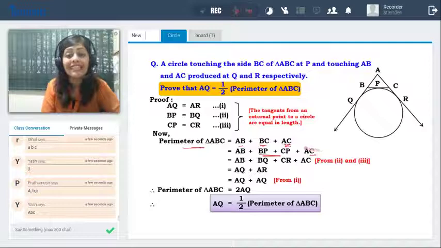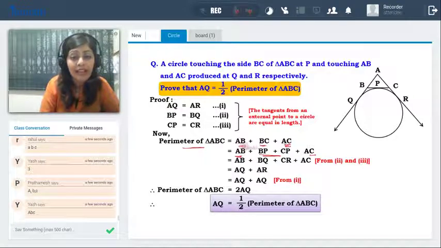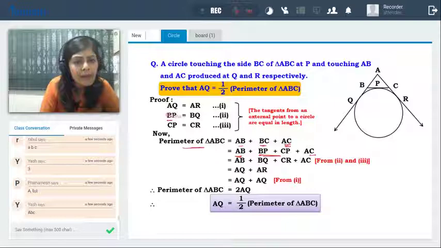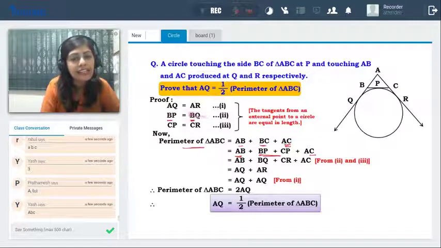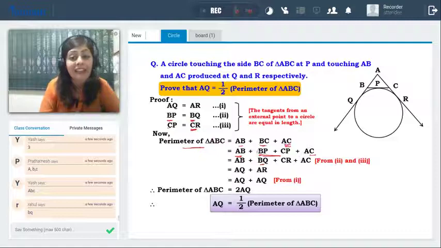Now again, students, let's try to group from the information that we have. AB, do we have anything about AB in these three equations? No. So leave AB as it is. But what about BP? BP is equal to something, right? Yes, BP is equal to BQ. So instead of BP, now I'm going to write BQ. CP is also equal to something, and that is CR. So instead of CP, we will write CR.